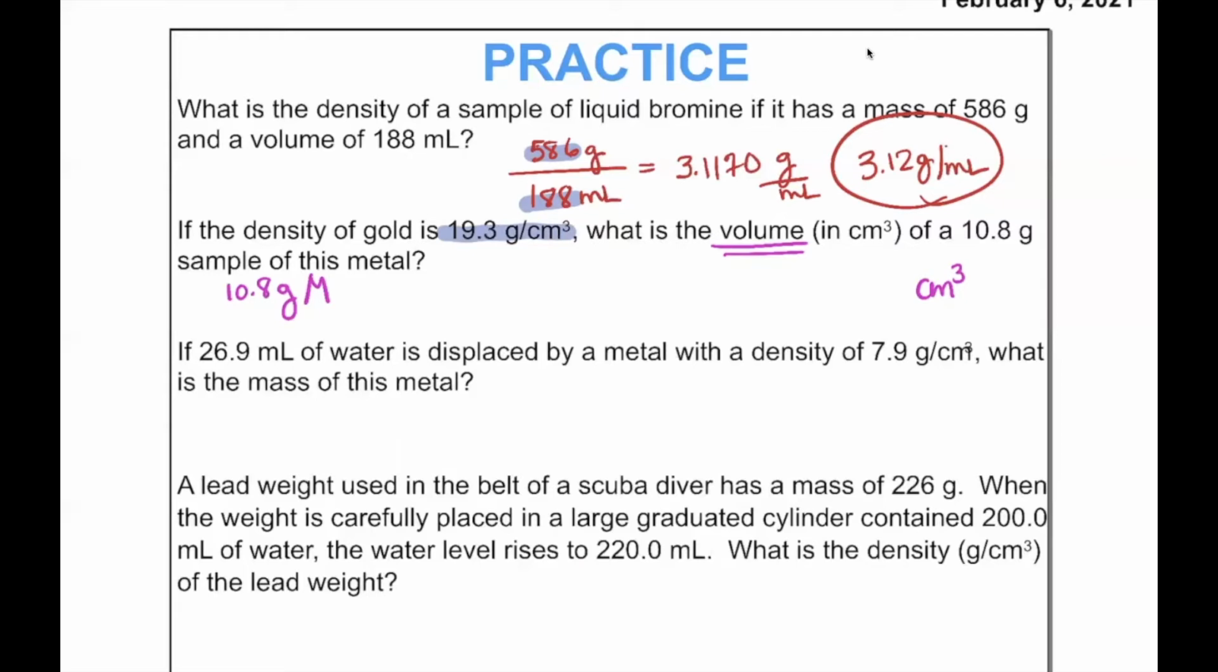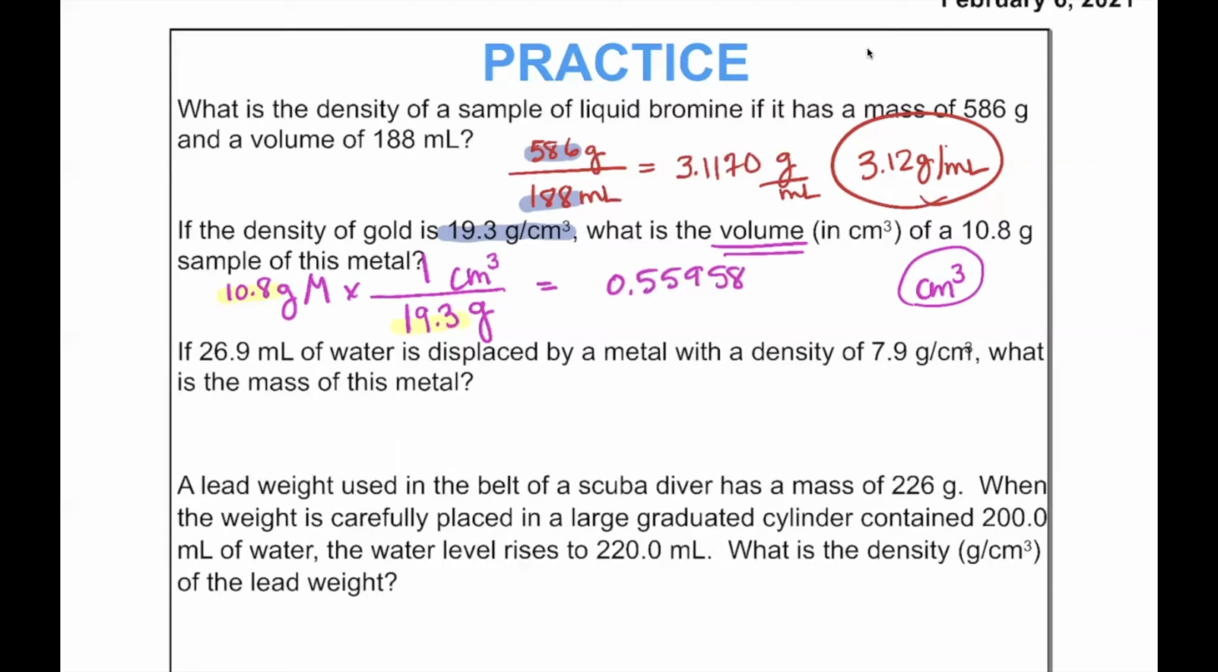And so if we set this up, in order to get centimeters on the top and to cancel my grams, I'm going to use the density here, and I'm going to put grams on the bottom, and I'm going to put cubic centimeters on the top. And the conversion is that for every 19.3 grams, there's 1 cubic centimeter. And so I'm going to do that math. So again, I take 10.8 and divide it by 19.3.